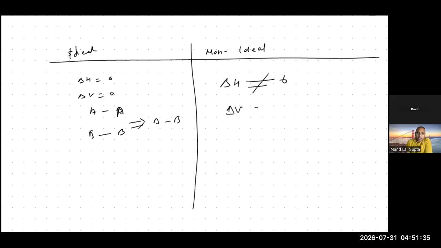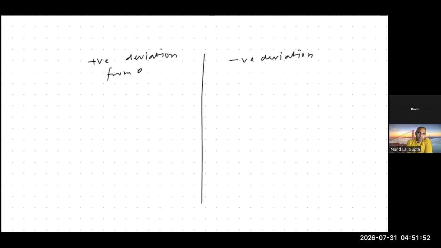Now, what is the positive and negative deviation? Positive deviation from Raoult's law, sir: if A-B interactions are weaker than A-A and B-B interactions, then we get positive deviation. If the A-B interactions are stronger than A-A and B-B interactions, then it will be negative deviation. Great.